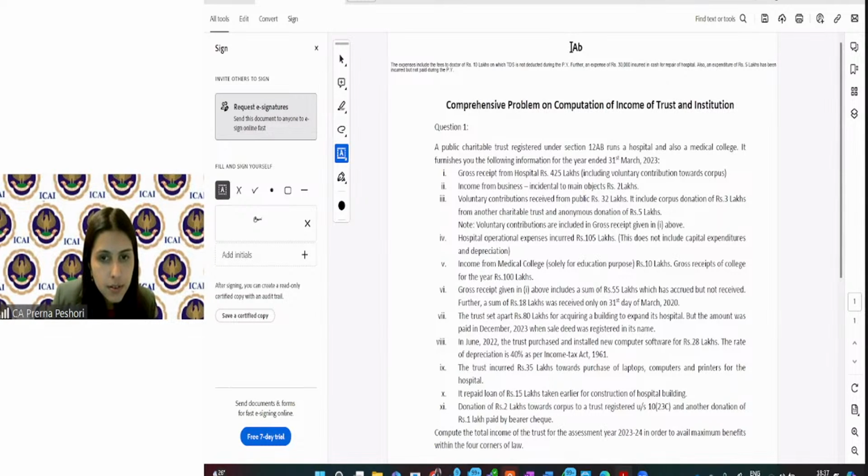Yes, Mansha, you are correct. It's okay, Sailesh, you can make the mistakes now so that you don't make it in the exam. That's the whole point. What will we do in this case? So yes, gross receipt given in one above includes this particular amount. So what we have to do, students? What will happen in this situation?